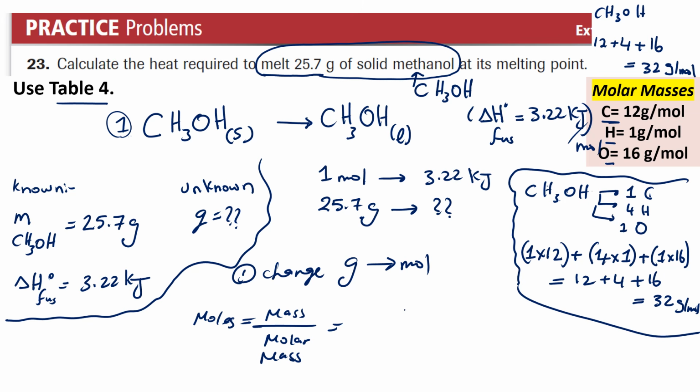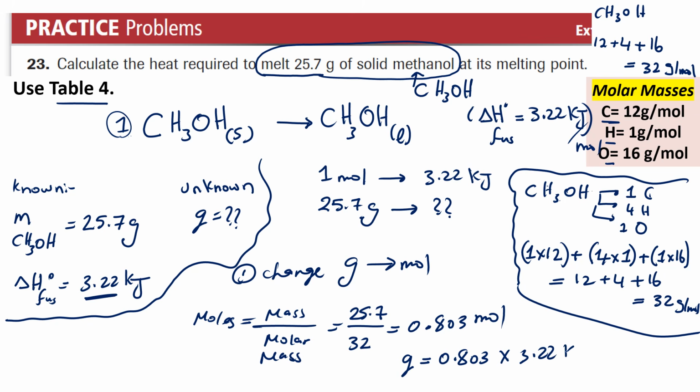Okay? So this is going to be 25.7 divided by 32, which is equal to 0.803 mole. So all you need to do now to find Q is multiply 0.803 times 3.22 kilojoule. Okay? And that is going to give you 2.586 kilojoule.